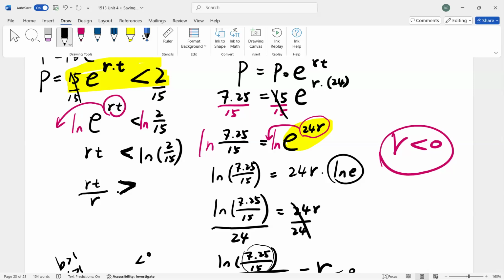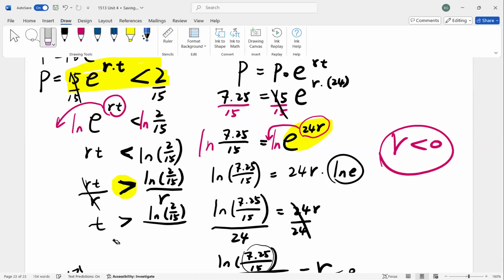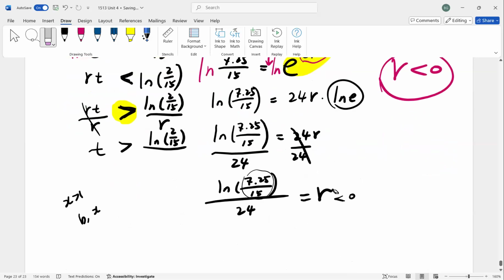Do you remember that from foundation 2? When we solve an inequality and multiply or divide both sides by a negative number, we have to switch the direction of the inequality symbol. The same for the right side, we divide it by r. Since r is negative, we switch the inequality symbol in the middle. And r cancels r, so t is bigger than ln 2/15 over r. Now we can put r back here.